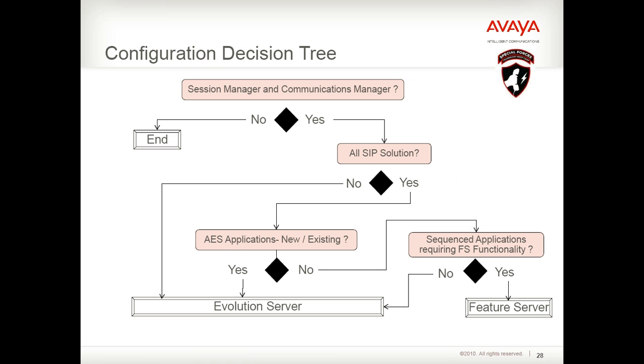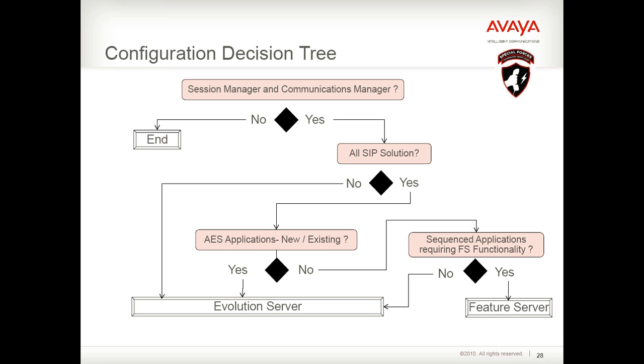This is a good tree to walk you through making the decision on access element, evolution server, or feature server. If you notice the yes and no's: if you're talking about Session Manager and Communication Manager, no, you don't want that, then you're at the end there. But yes, do you want an all SIP solution? If yes, do you have existing AES applications? If you're not familiar with the Avaya AES, maybe you have a Cisco platform today or a Nortel platform, think about the AES as the application piece that enables, like I said before, things like call recording and CTI type functionality within different platforms. So, do you have existing AES today?